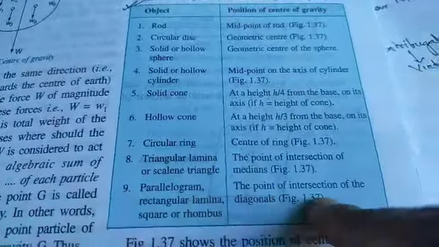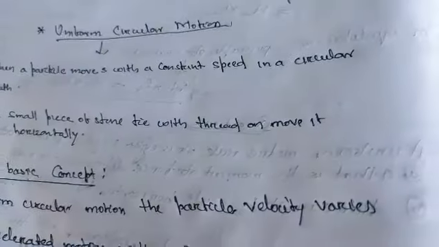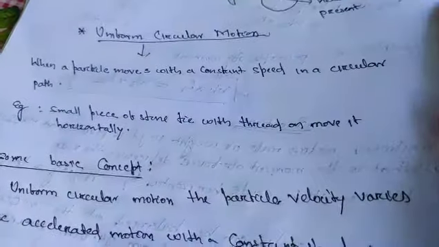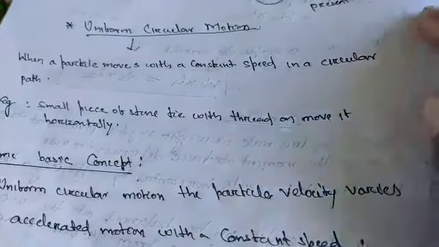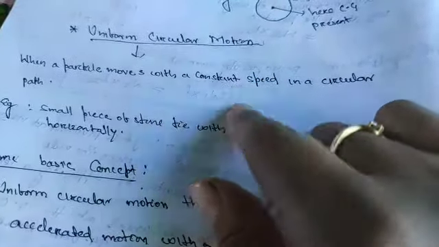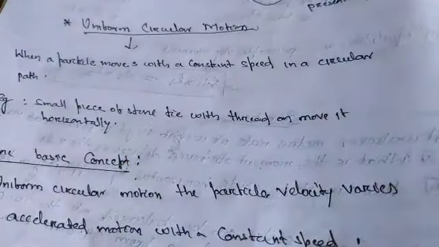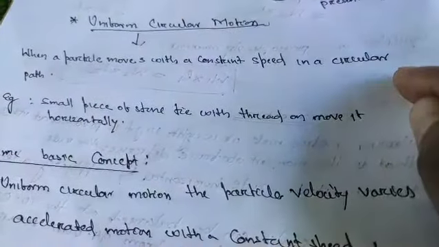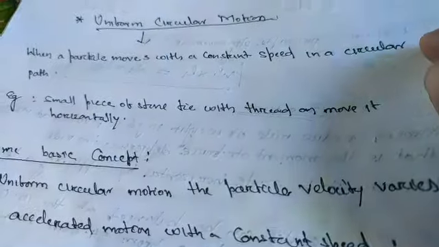Okay. Now I will move to the last topic of this chapter, that is uniform circular motion. What do you mean by that? When a particle moves with a constant speed. So this word is very important, student, constant speed. When a particle moves with a constant speed in a circular path, that is known as uniform circular motion. Means you can take a very simple example.